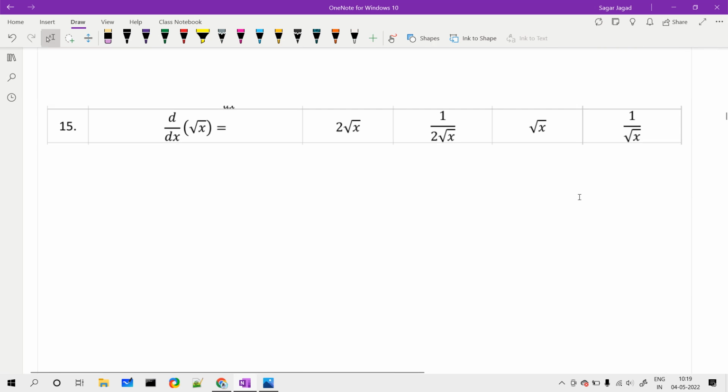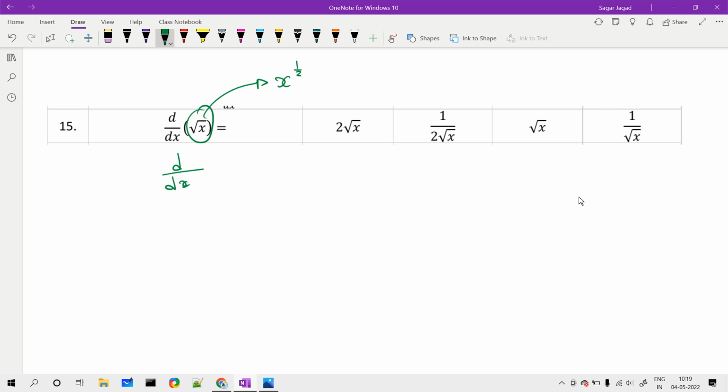Let's come to the second question, that is question number 15. We are supposed to find the derivative of root x. By the way, what is this root x? Root x is nothing but x raised to half. Now we know that the derivative of x raised to n is n x raised to n minus 1. So by using this, the derivative of x raised to half is half x raised to half minus 1. So that is half x raised to minus half.